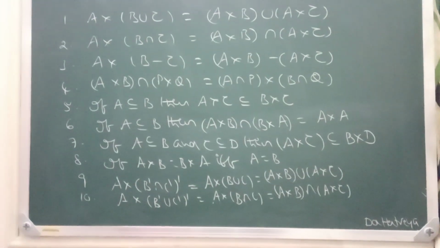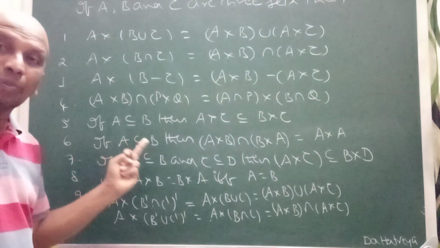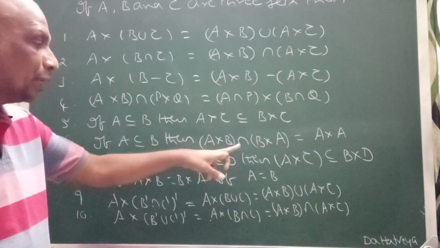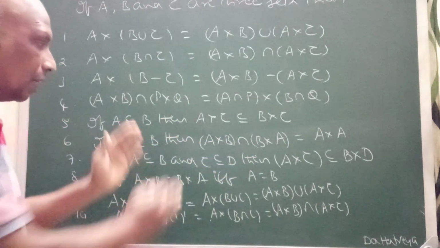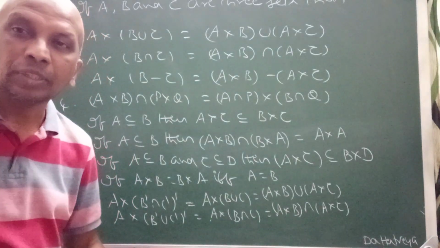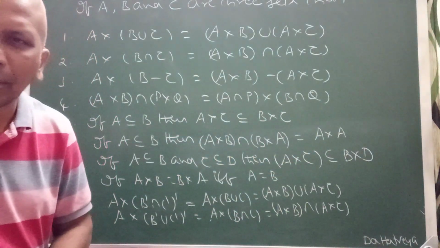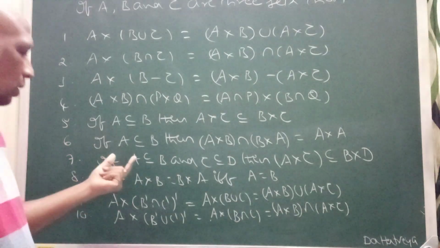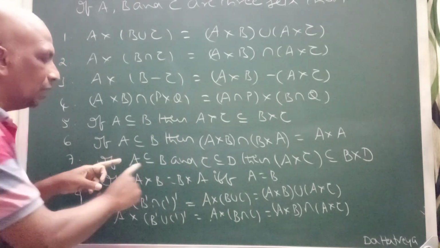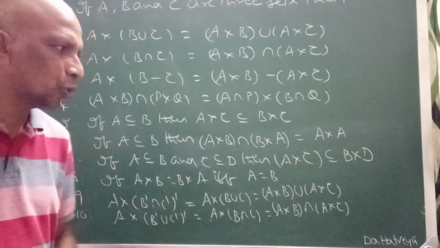Look at the sixth property. If A is a subset of B, that means B has all the elements of A, then take (A cross B) intersection (B cross A); that should be equal to A cross A. The elements of A cross A are nothing but the common elements of these. Always you will get the common elements. Similarly, if A is a subset of B and C is a subset of D, then A cross C is a subset of B cross D. That result is also always true.